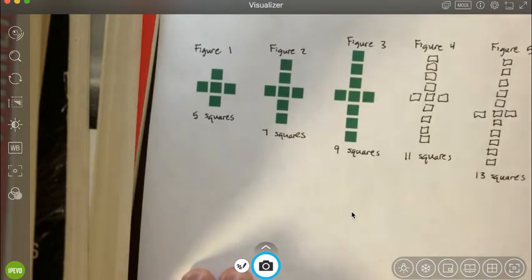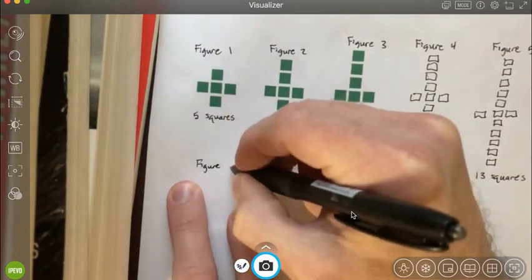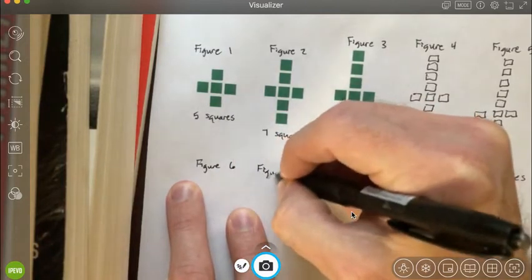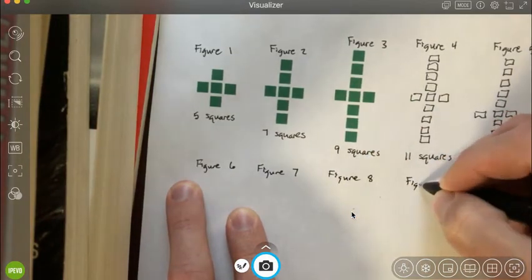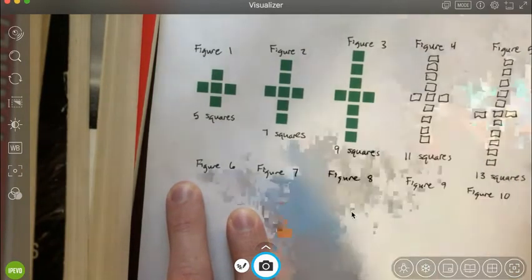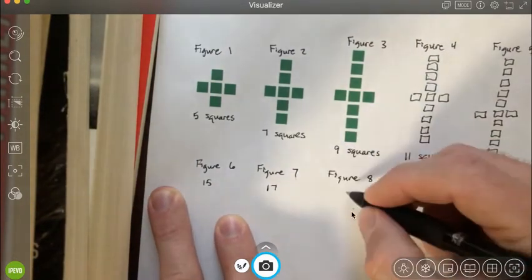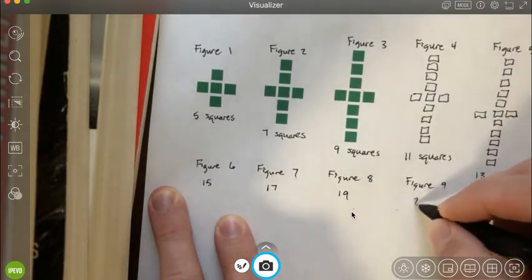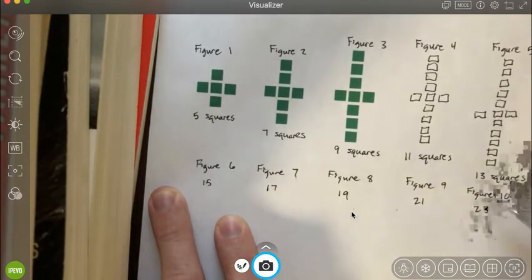Well, in this case, I don't really want to draw all the way out there. You are more than welcome to if you want to. But I'm just going to say, if we go out to figure 10, there's going to be figure 6, figure 7, 8, 9, and 10. If I keep this pattern going, I'm betting that there's going to be 15 in this one, 17, 19, 21, and then 23. So just by keeping that pattern going, I can figure out what's going to be in figure 10.